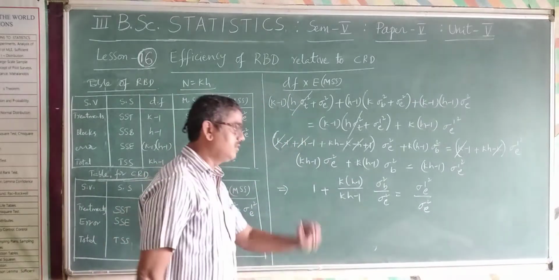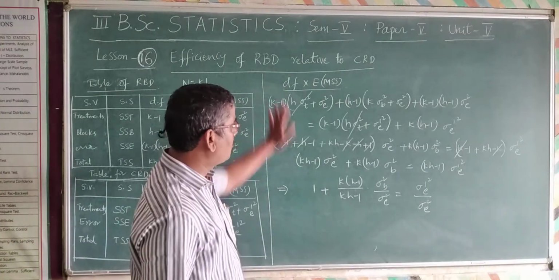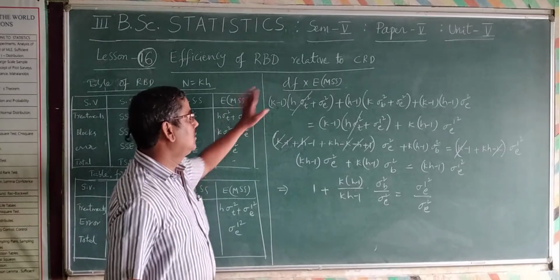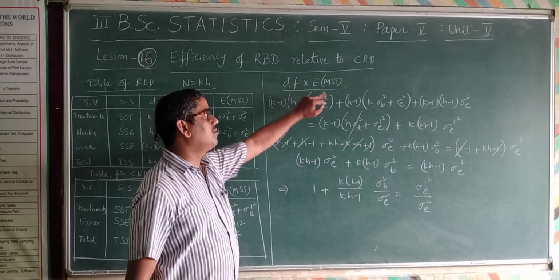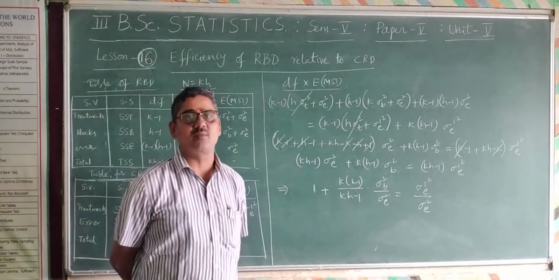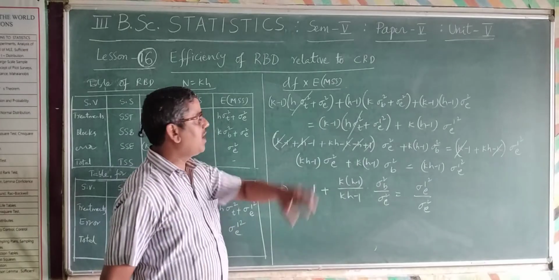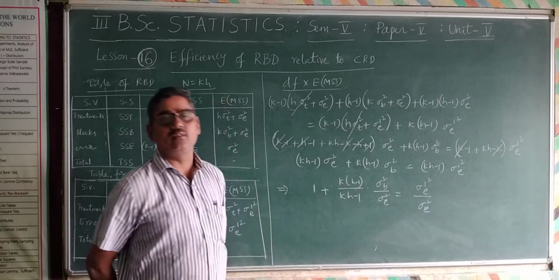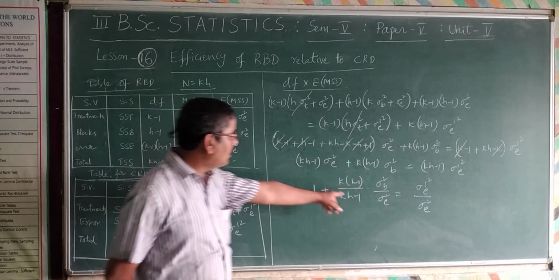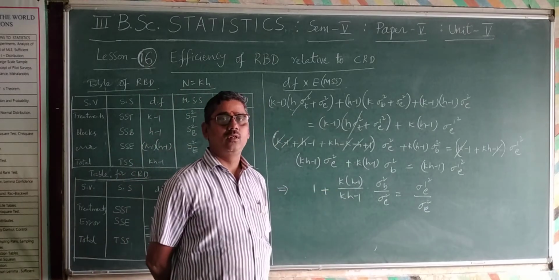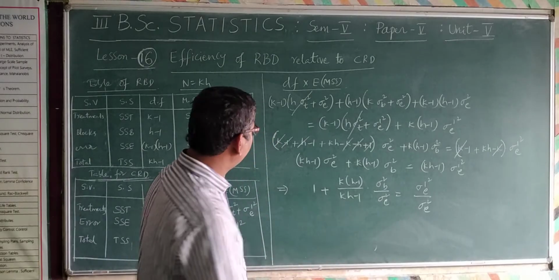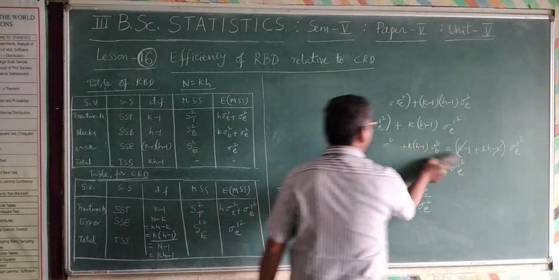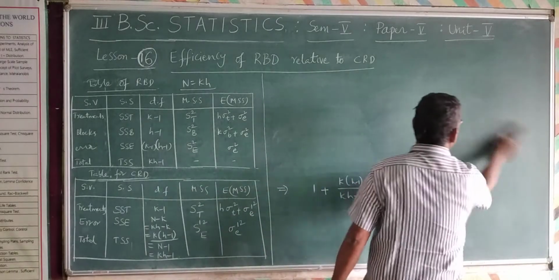We are already at the end. Okay, so hope you understand this. By multiplying degrees of freedom and expectation of mean sum of squares, this is the result we get. At the end we get this particular result. What is this? I write again. This is the efficiency we got.